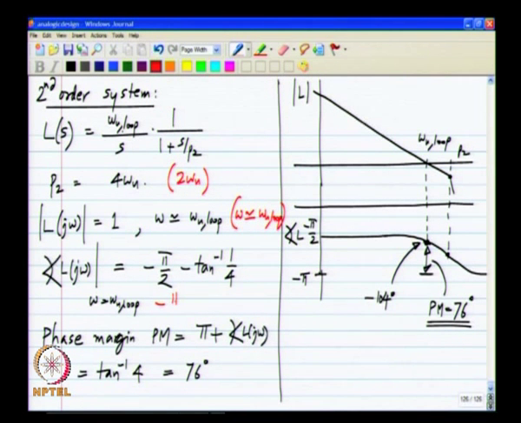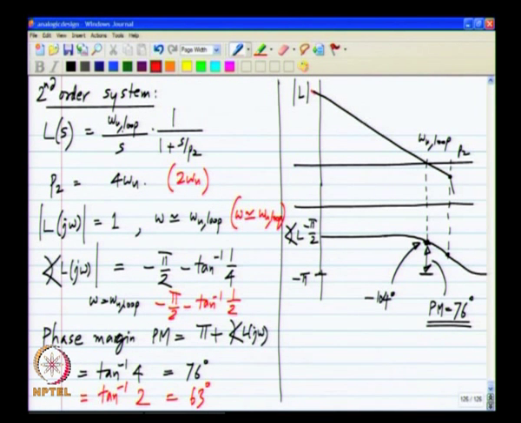So, instead of minus tan inverse 1 by 4, I get minus tan inverse half, okay, and the phase margin will be tan inverse 2, which corresponds to 63 degrees. Okay. So, in this case, as I said, there will be a little bit of overshoot, but not too much.